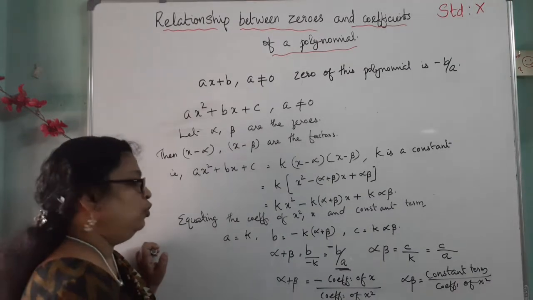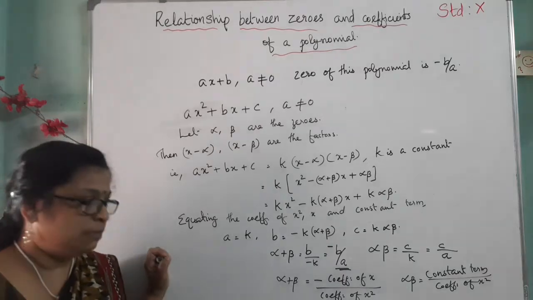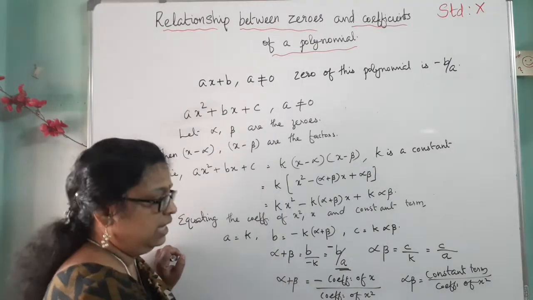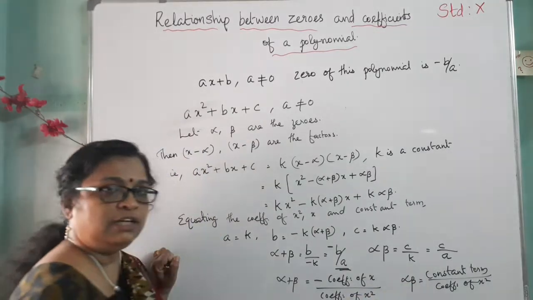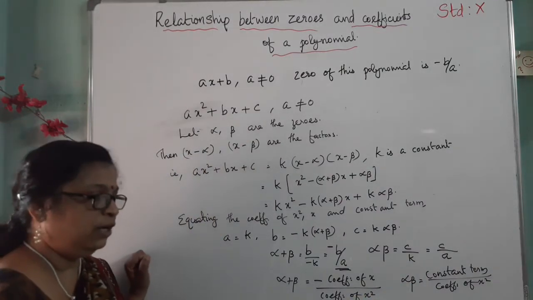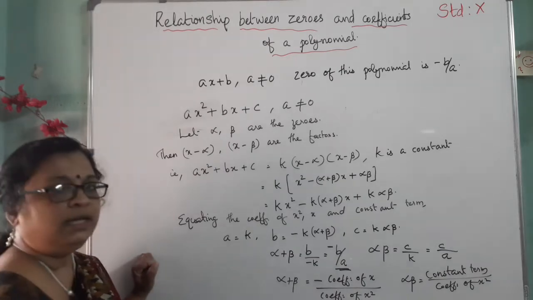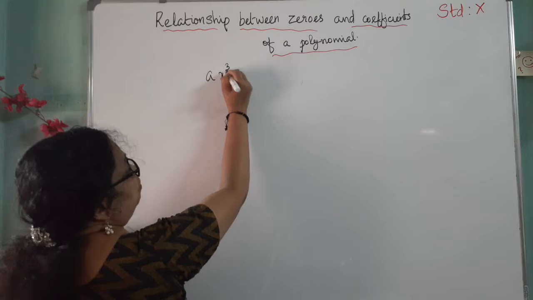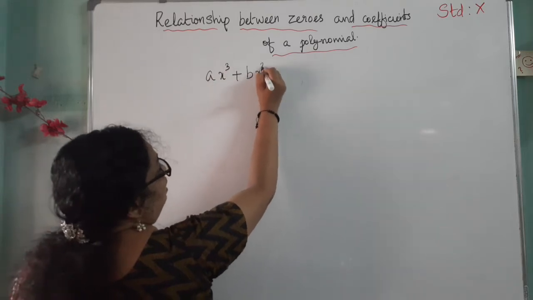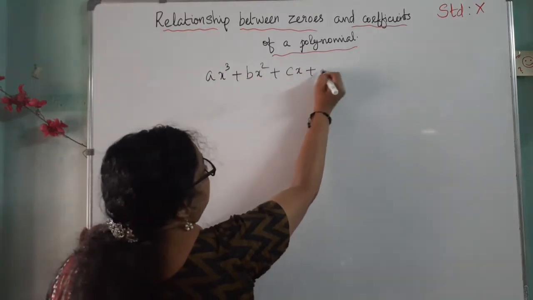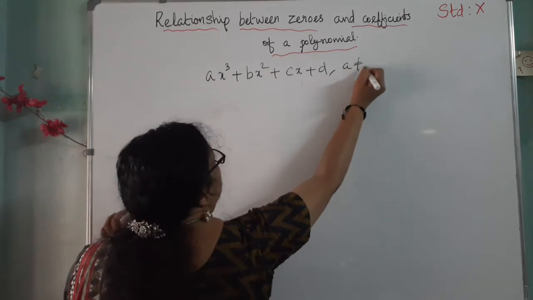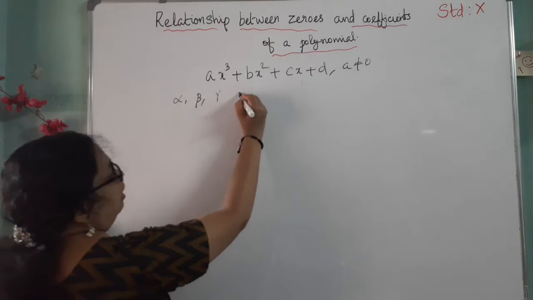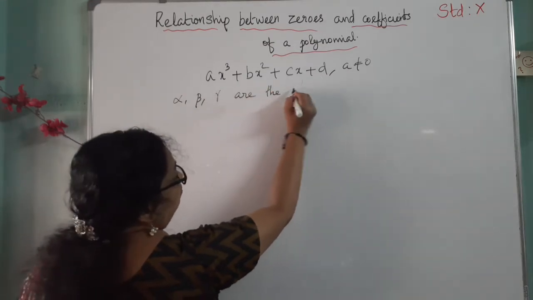In a quadratic polynomial, the sum of the zeros is minus coefficient of x by coefficient of x square, that is minus b by a, and the product of the zeros is constant term divided by coefficient of x square, that is c by a. Then a cubic polynomial of the form ax cube plus bx square plus cx plus d, a not equal to 0. Then if alpha, beta, gamma are the zeros.